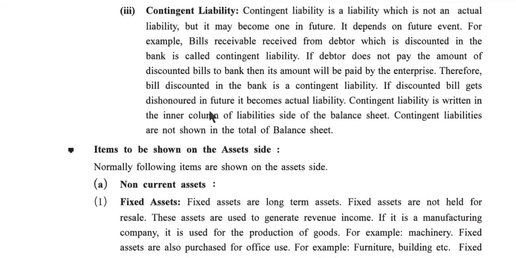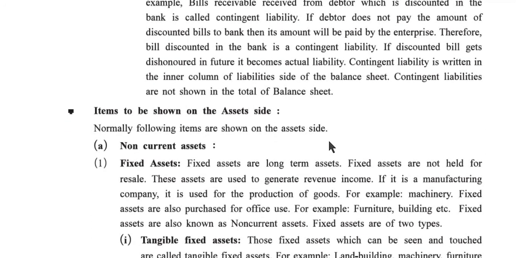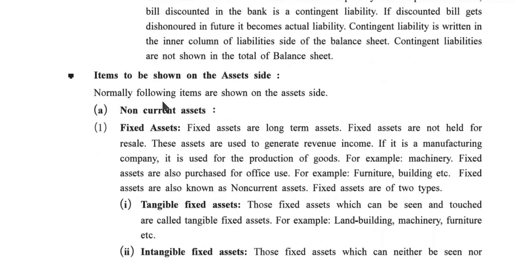Contingent liability is written in the inner column of the liability side of the balance sheet. Contingent liabilities are not shown in the total of a balance sheet. Items to be shown on the asset side. Normally, the following items are shown on the asset side.